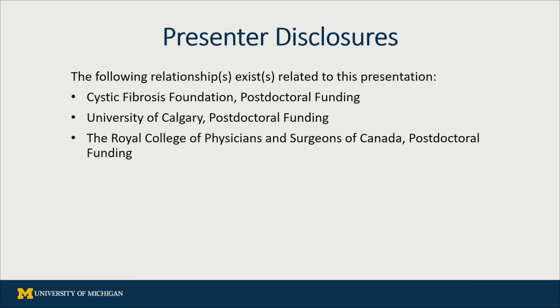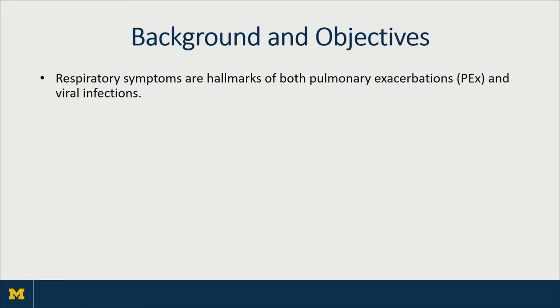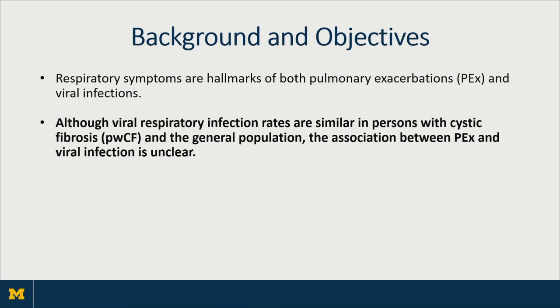So to jump into things, we know that respiratory symptoms are hallmarks of both pulmonary exacerbations and viral infections. And certainly, despite the nebulous entity of pulmonary exacerbations, there's no question that symptomatology such as increased cough and shortness of breath and those sequelae do go together. Although viral respiratory infection rates are similar in persons with CF compared to the general population, in particular during times of stability, the association between pulmonary exacerbation and viral infection is unclear, in particular within the adult population.